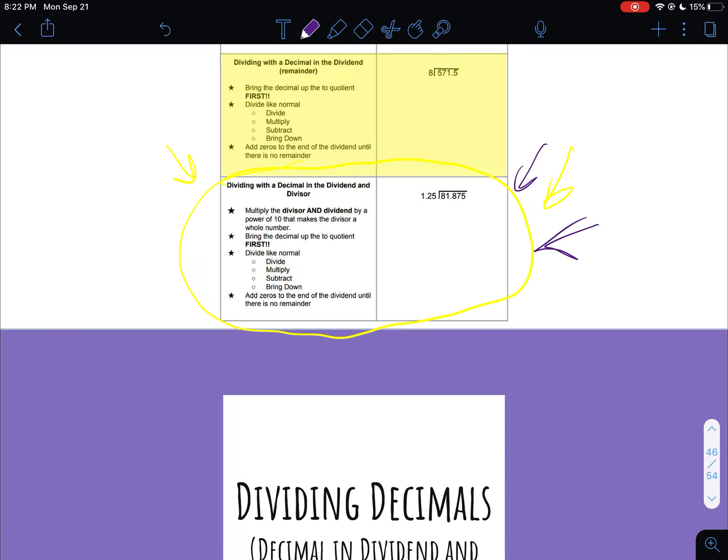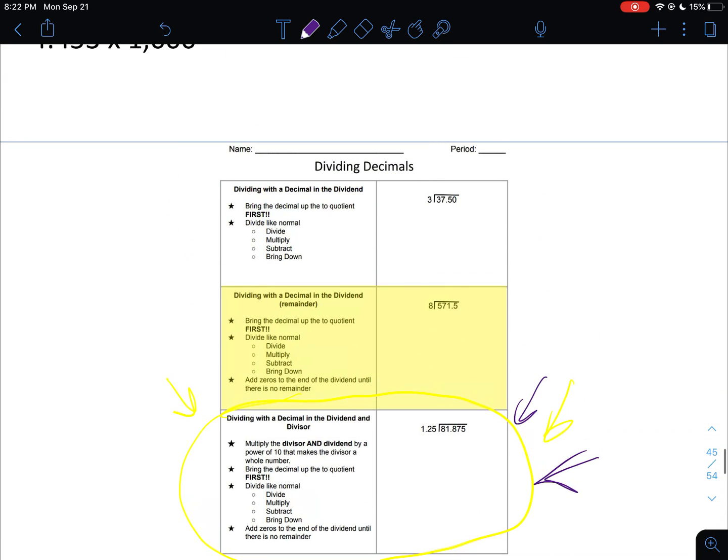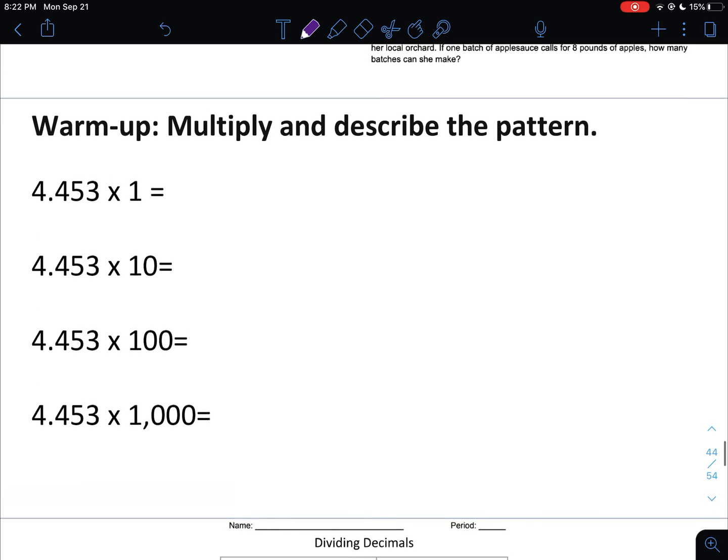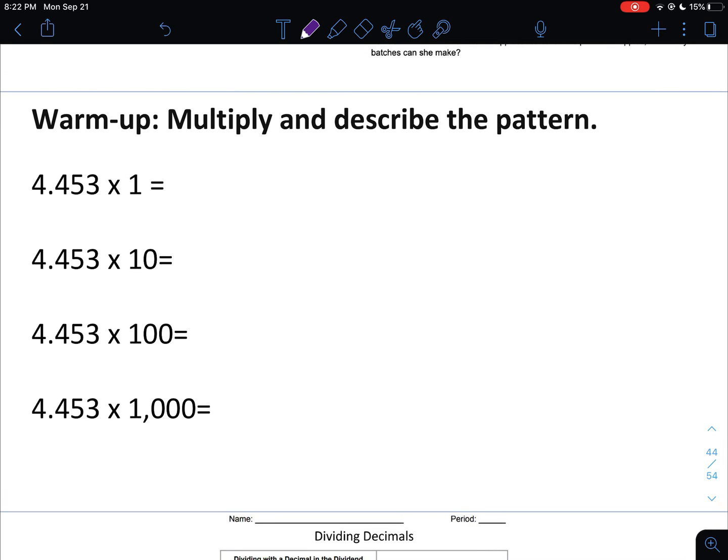So on your graphic organizer, we are working on the last example. Like I said before, if you don't have the graphic organizer, just work in your notebooks. If you do have it, that is fabulous. So today's warm-up is going to be a little different. I actually want you to get your calculator out. This is the one and only thing you can use your calculator for.